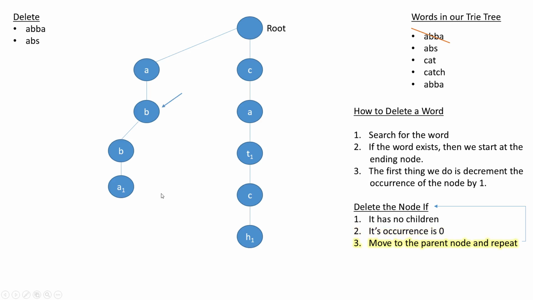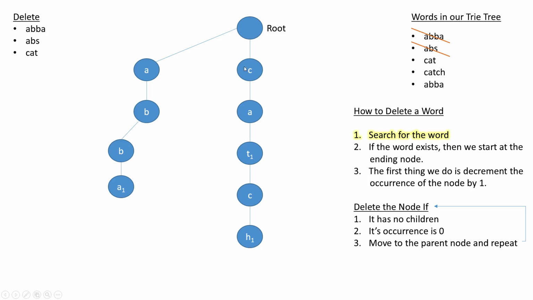Now we move to the parent node and we repeat. We will remove this node if it has no children, but it does have a child. It has this child right here, B. So we can't go any farther. We're done. We can swipe ABS off the list, which once again makes sense if you look at it, because this B was part of ABS, but it's also part of ABBA, so we can't delete this node because it's part of another word.